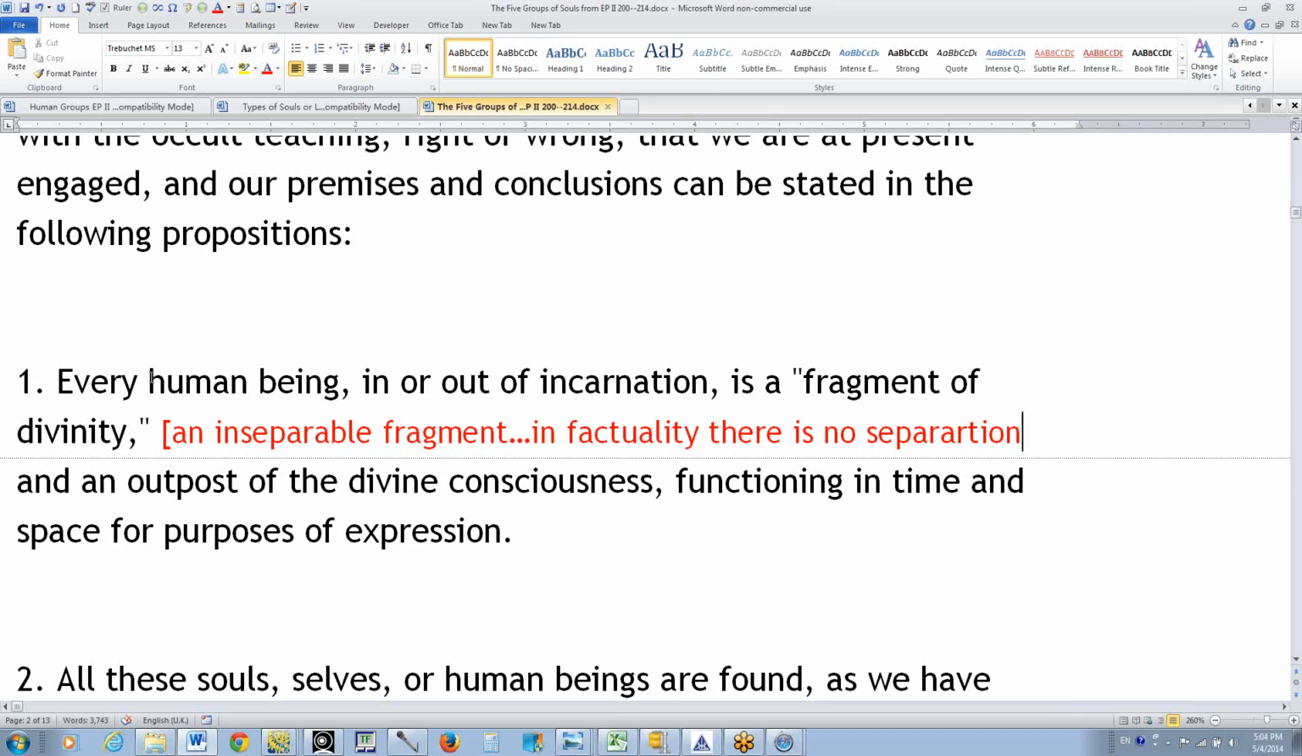And an outpost of divine consciousness in some form, attenuated or fuller, functioning in time and space, that is, in the world of parts and pieces, in the world where sequence is necessary, functioning in time and space for purposes of expression. So this, our premises and conclusions, according to occult teaching regarding psychology, are as follows. So we've read number one.